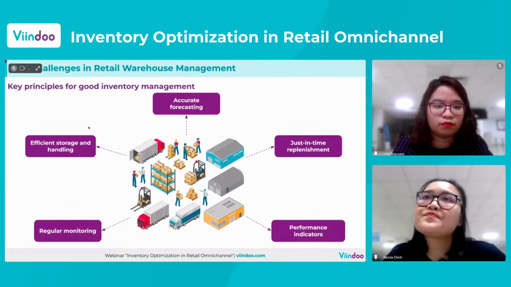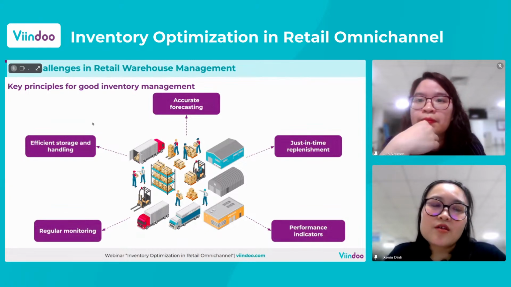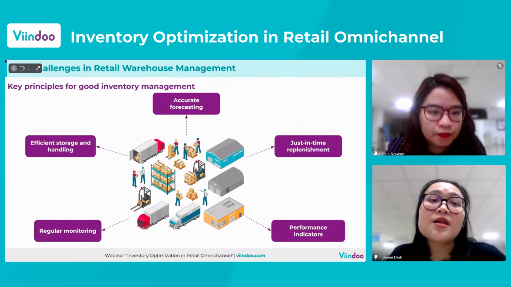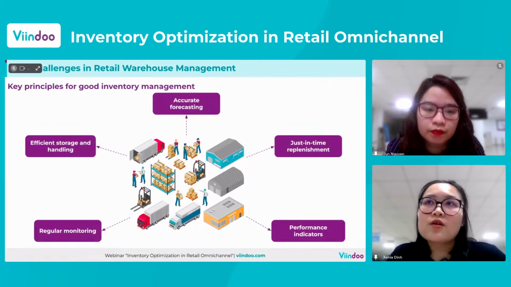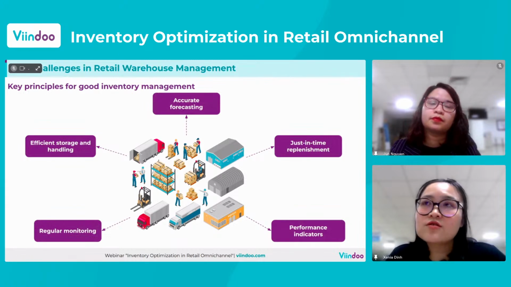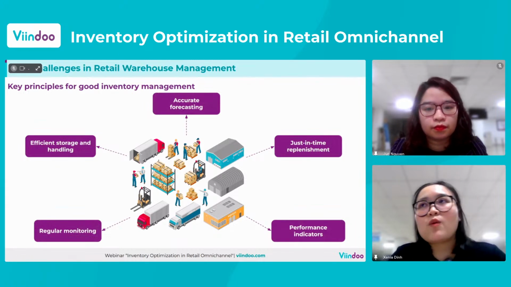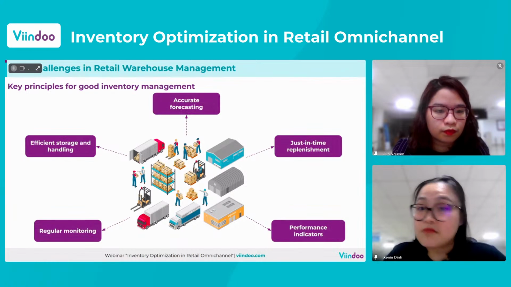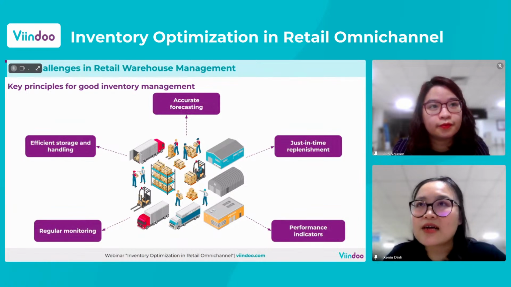Okay. Another method that you can apply to have efficient storage and handling is implementing barcode scanning or RFID technologies to track the stock movement in your warehouse accurately while reducing errors and also improving the overall efficiency. Take less time to do some tasks, right?